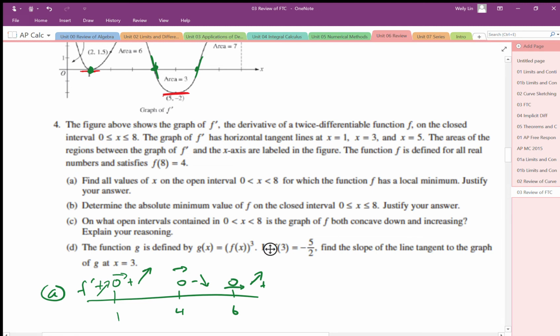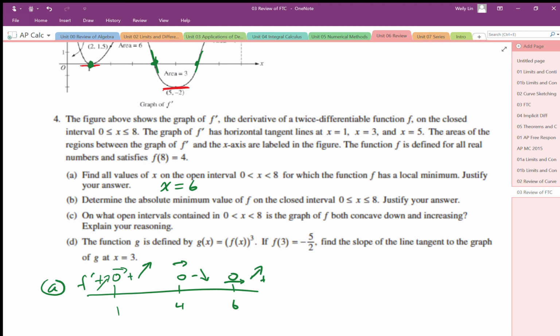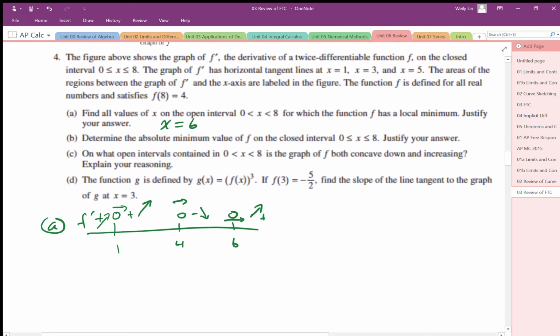So where is the local minimum? We don't have a local minimum here because it's a slide. We have a local minimum here at x equals 6. So we can justify this with our slope chart. So this happens at x equals 6. To determine the absolute minimum, we know this is a continuous function, so we don't have breaks and kinks in it, and non-differentiable points. So all we have to worry about now for absolute minimum is the endpoints and this local minimum.